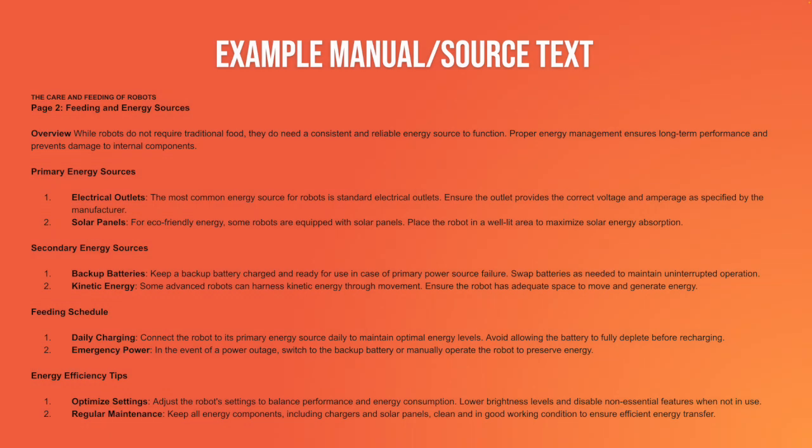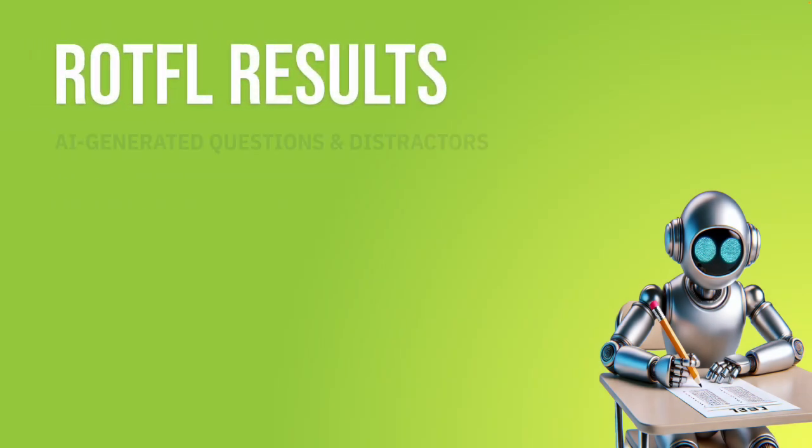Here's page 2. And just, you'll see, this is a high school level, but you can ask the AI to make it simpler or more complicated based on the source text. All right, let's see what it came up with.